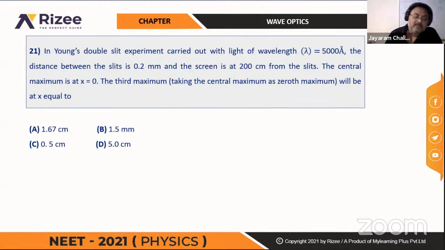Next one. In the YDSE experiment carried out with light of wavelength lambda equal to 5000 angstroms, the distance between the slits is small d, which he has given. The screen is 200 centimeters from the slits. The central maximum is at x equal to 0. The third maximum will be at x equal to, he is asking the third maximum. Okay. So if I try to replace that, that is delta x, we can go for this as n lambda into this. I'll write capital D by small d.